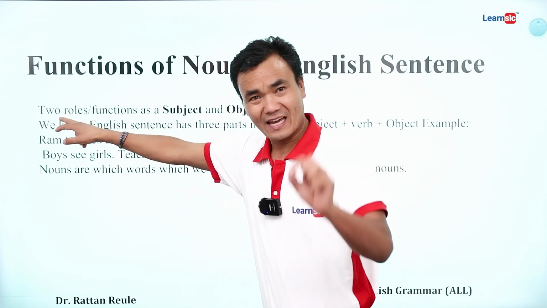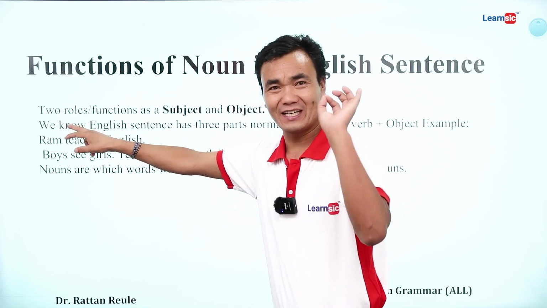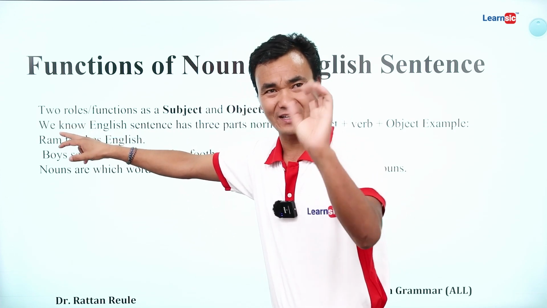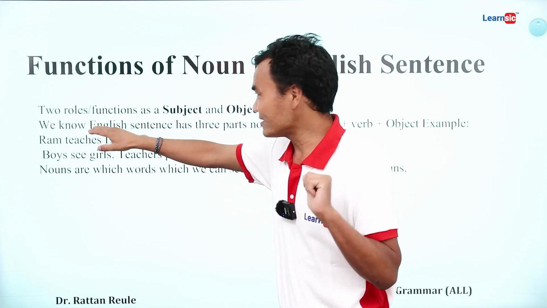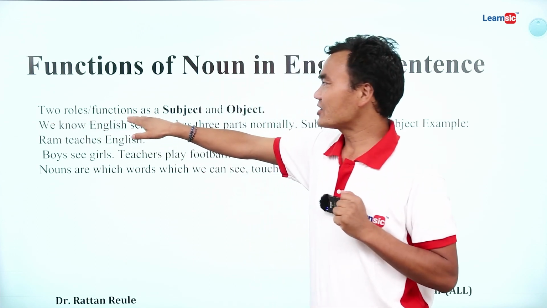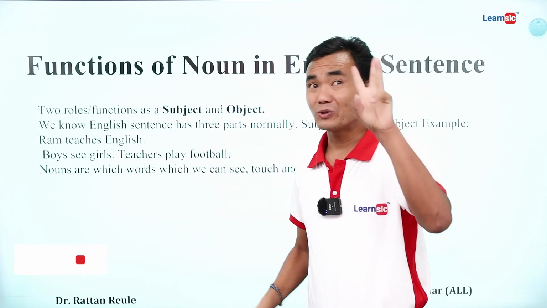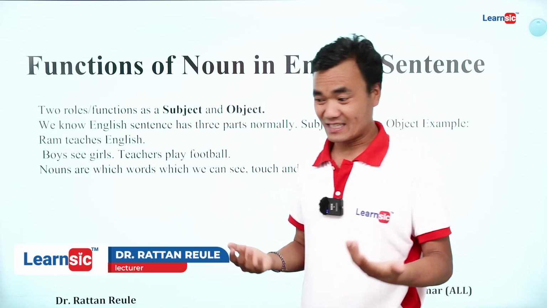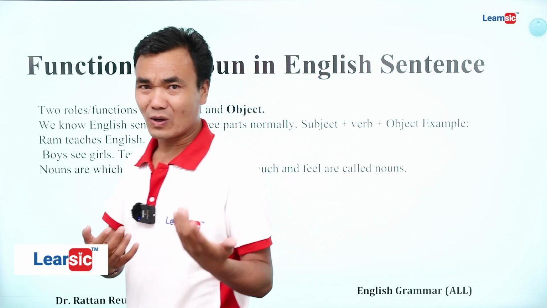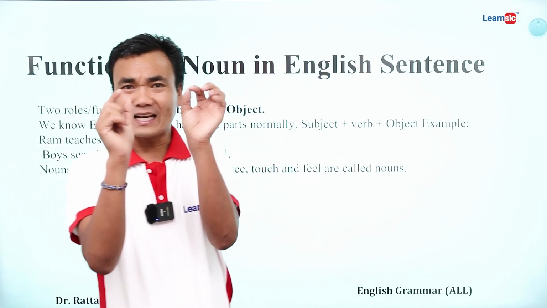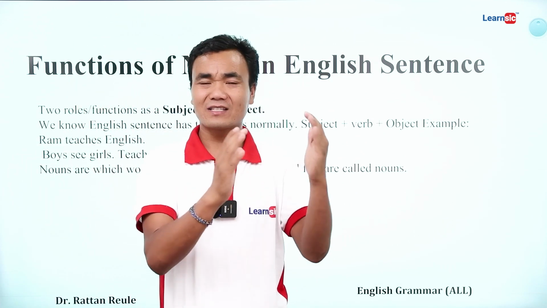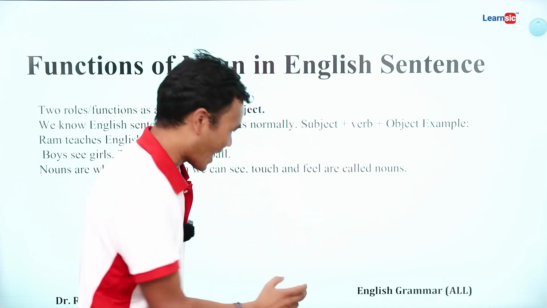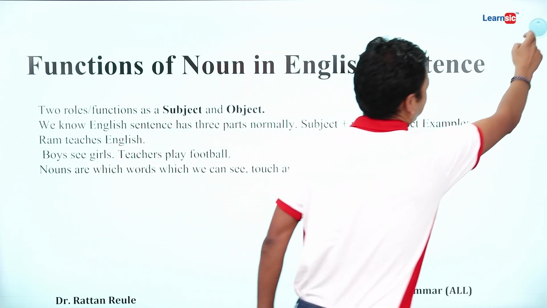Two roles, there are two functions, dear learners, my dear English participants. Two roles, functions of noun. Noun has two roles: as a subject and as an object in a sentence. As you all know, to make a normal English sentence we need subject, verb and object. I give you the example of that.